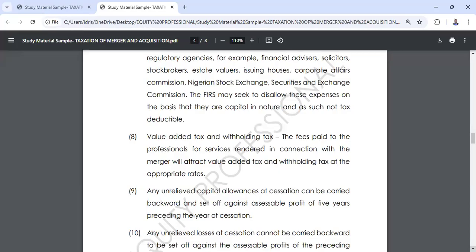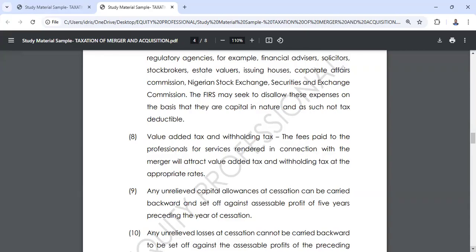Unrelieved capital allowance at cessation can be carried backward and set off against the assessable profit of the 5 years preceding the year of cessation. You know, we said A and B want to merge together to become AB Limited. If A has unrelieved losses, the law provided that A can carry the unrelieved losses backward. He cannot carry it forward to the new company. Because in the last year of A, we are going to apply the cessation rule.